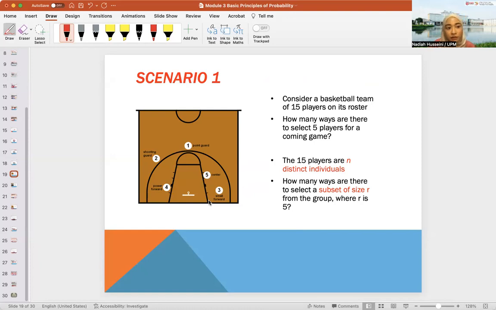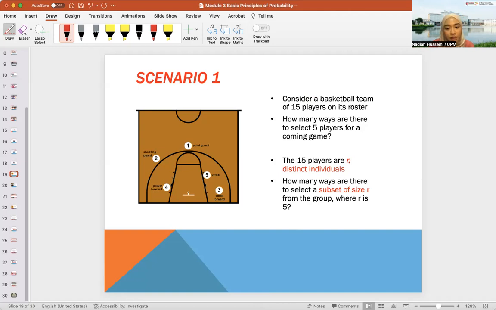So now we have a different kind of scenario. Consider a basketball team of 15 players on its roster. Okay, this is typical, even though I don't know basketball much. How many ways are there to select 5 players for a coming game? You know that you can only have 5 on the court, and the rest are going to sit on the bench. So from the 15 players that you have, you want to select 5 only.